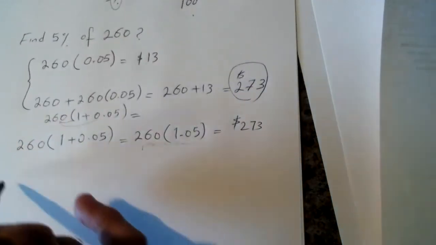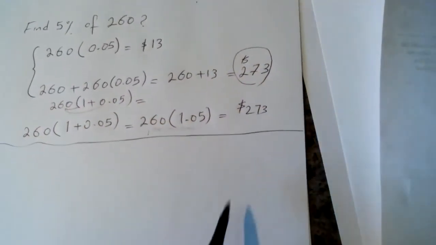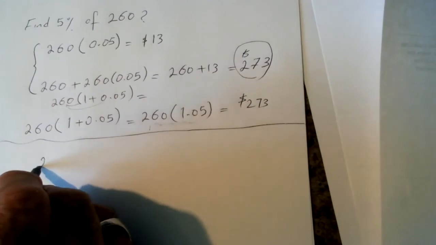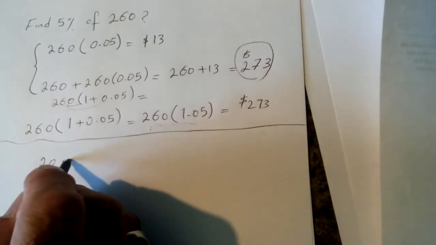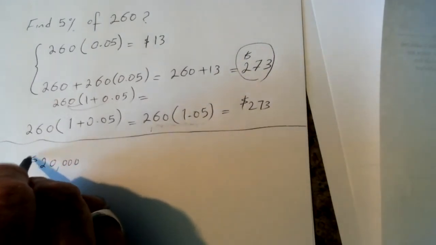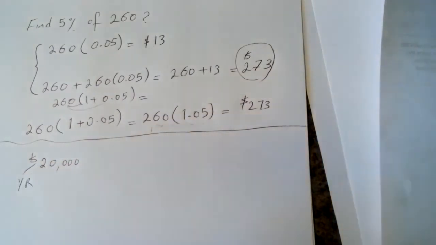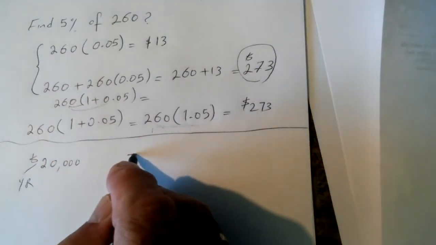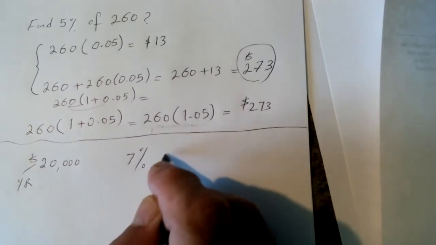Okay, so let's say here, I am making $20,000 a year, and I have a salary increase of 7%.